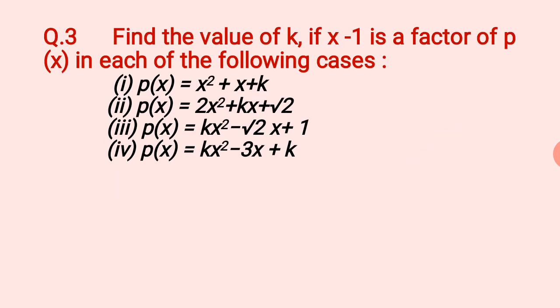Question 3. Find the value of k if x minus 1 is a factor of p of x in each of the following cases. Now children, there is a difference in this question. Here we are told that x minus 1 is a factor of p of x. We are already knowing that x minus 1 is a factor. And we are going to find out one unknown number that is there in the p of x. Now, again, we all know that if x minus 1 is a factor, the remainder has to be equal to 0. So, let's see how to proceed in such cases.